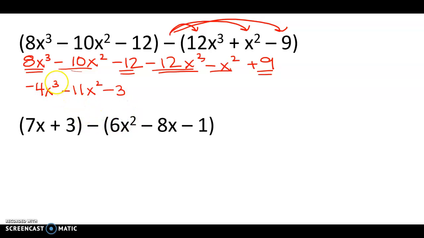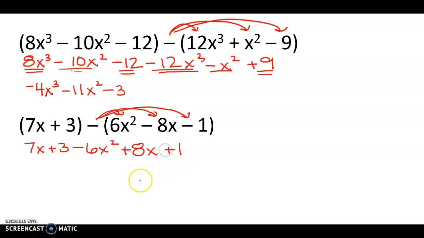Okay, check and make sure it's in standard form. 3, 2, none. Okay, I didn't have any just x's there, so that is my solution. Okay, my next one, still have to distribute that negative through to the second guy. So my first polynomial stays the same. My second one changes to negative 6x squared plus 8x plus 1.